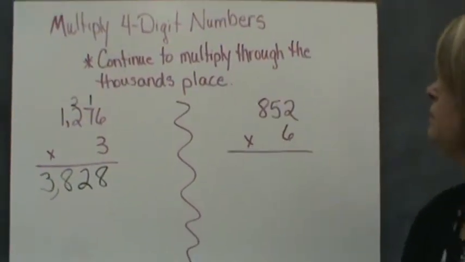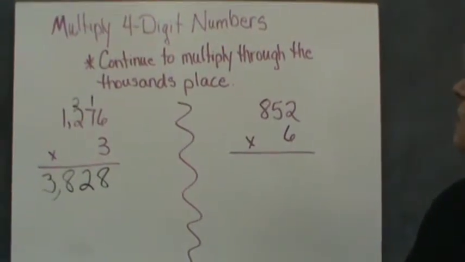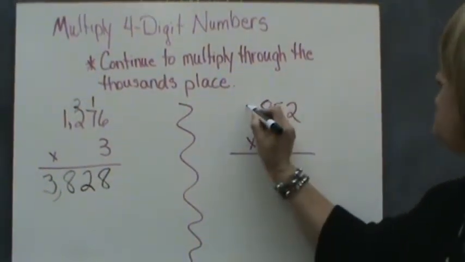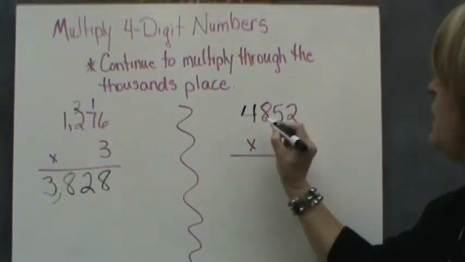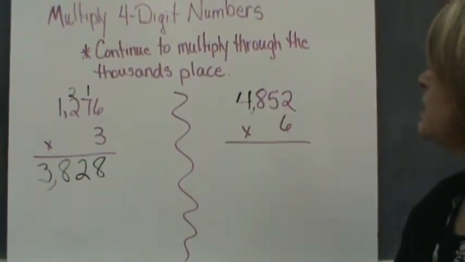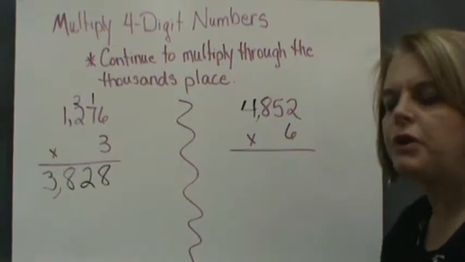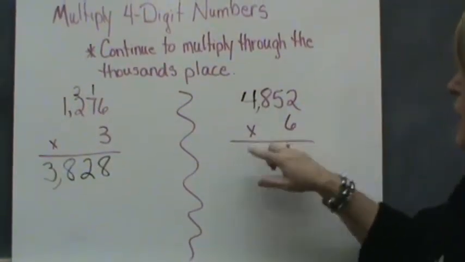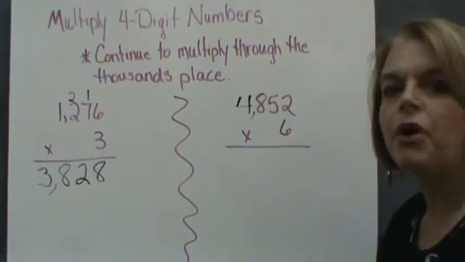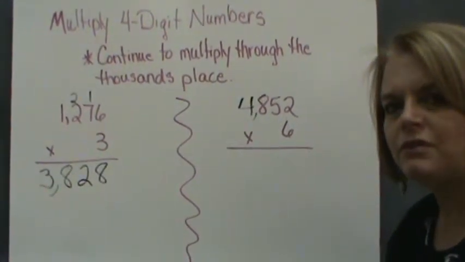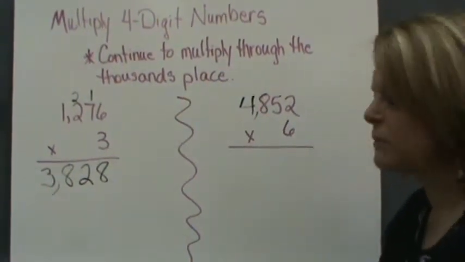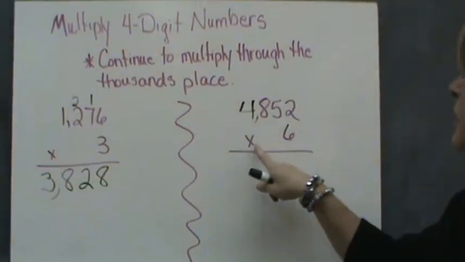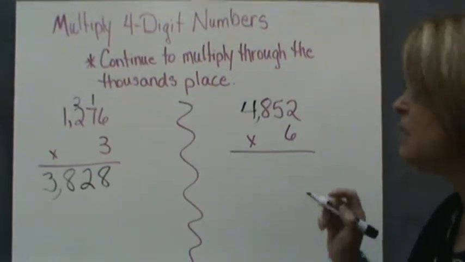You just keep going till you get to the highest place in your top number. So try this one. That's not a 4-digit number. Let's add a number to it. Let's make it 4 here. So we're going to change that. If you want to write this equation in your notebook, 4,852 times 6. Pause the video, see if you can do it, and then come back and check it with us.